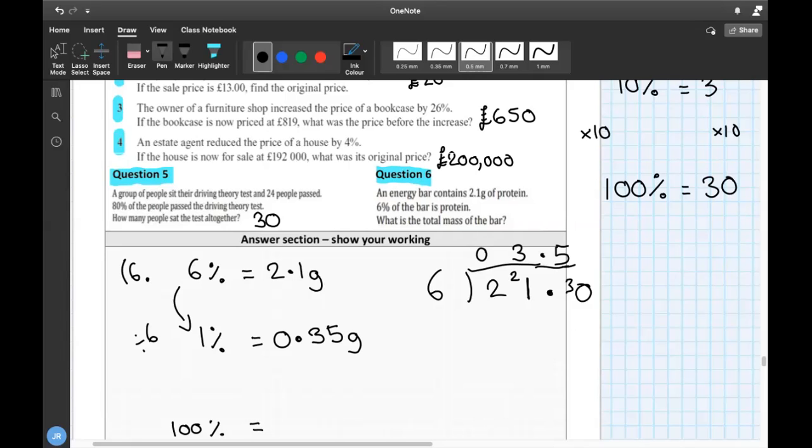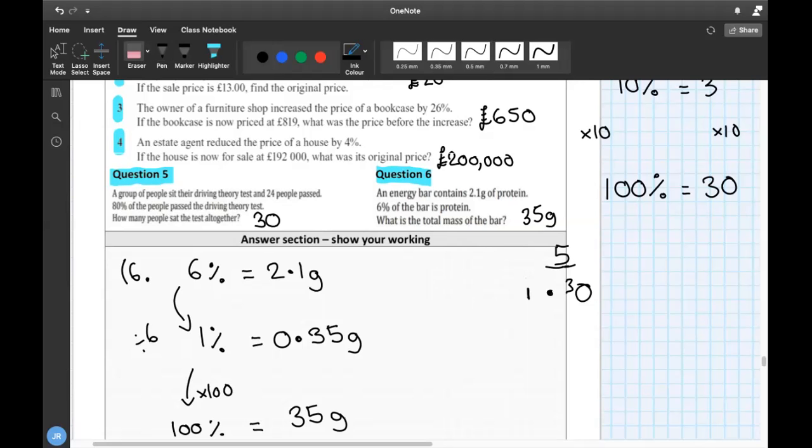You could have also done that by doing 21 divided by 60, and you would have got the same thing here, 0.35 grams. Then from 1% to 100%, we're just multiplying by 100. So we do the same thing there. The decimal point will move twice, and our final answer is going to be 35 grams.